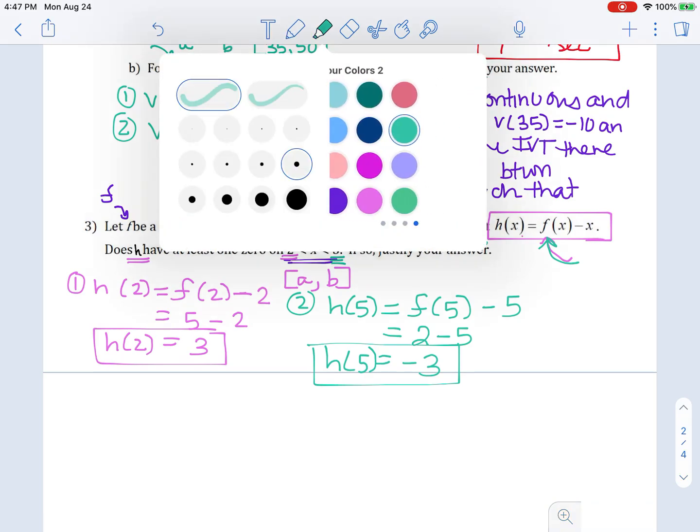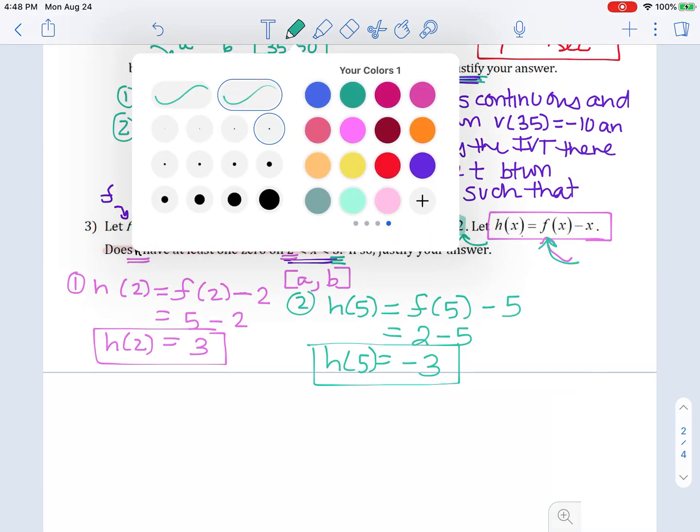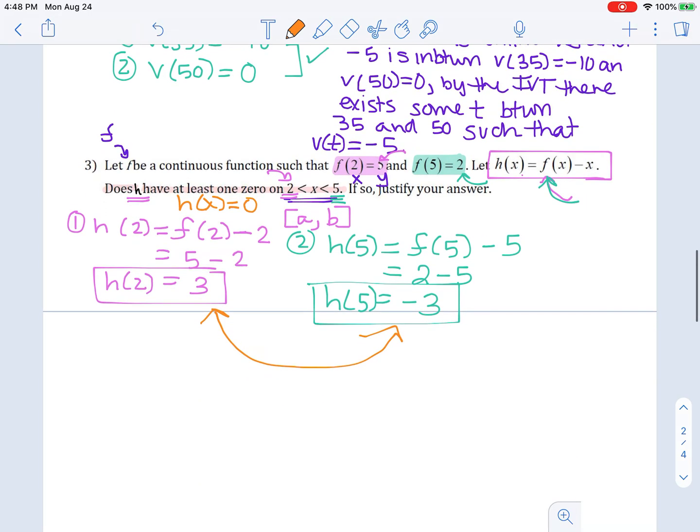Now, let's answer our question. The question is asking, does h have at least one zero? What does that mean? A zero means, does h of x equal 0? Think about that. That's saying, does it cross the x-axis? Well, between negative 3 and 3, do we equal 0? Sure, we pass through 0. Is 0 in between that? Absolutely. So how do I write that? How do I justify my answer?